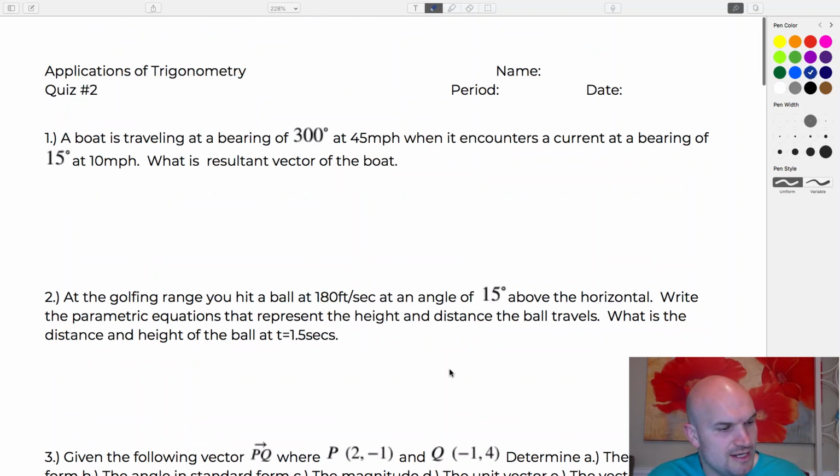Let's go ahead and get started. Now, I am using my TI calculator here because I don't have my regular calculator with me, so that is basically what I'll be going off of from here.